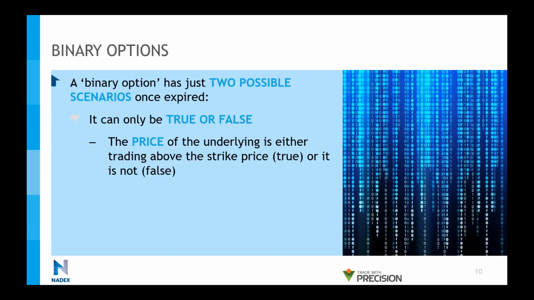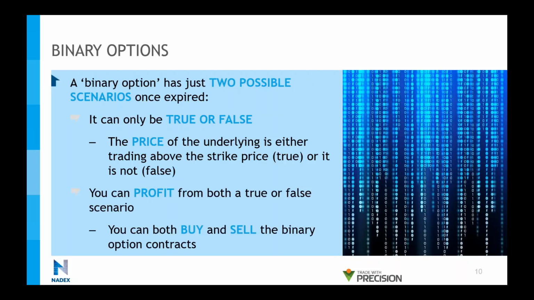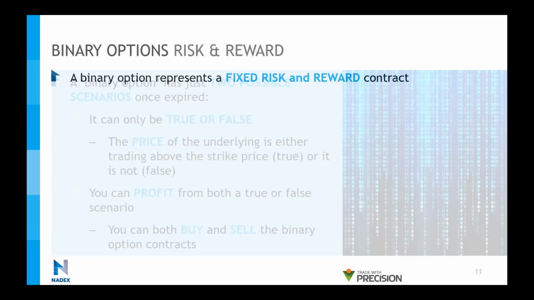If it's trading above the strike price, it's true, and we get a payout of $100 for one contract. Or if it's trading below the strike price, the event is false and the payout of that contract is 0. So just two scenarios to monitor here. You can profit from both a true or false scenario because you can both buy and sell those binary option contracts.